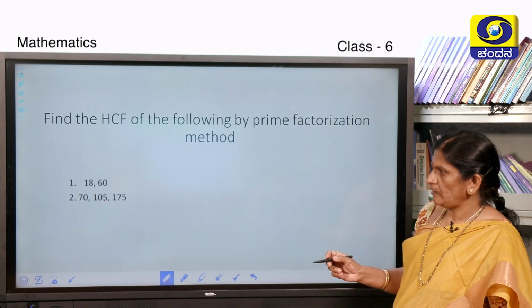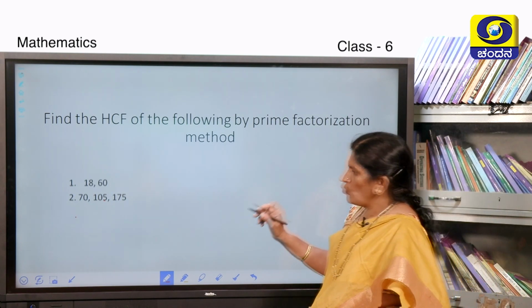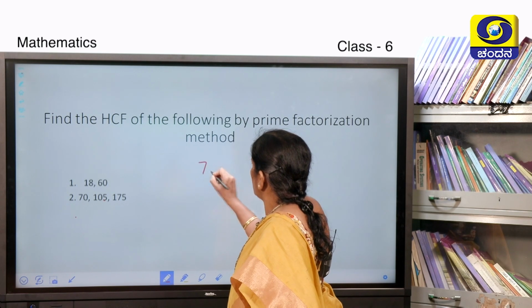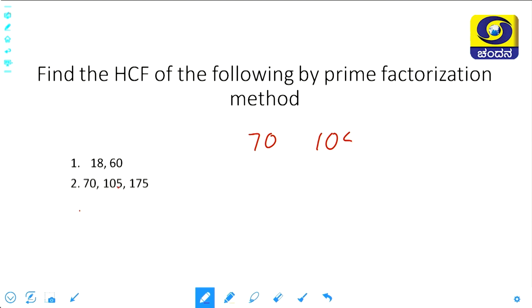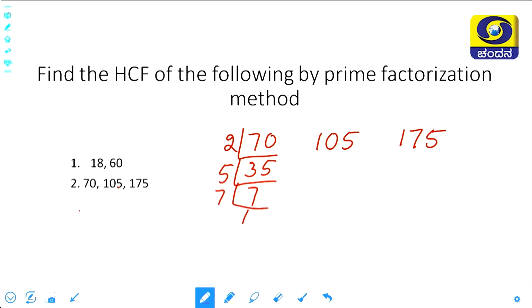Next, second question, 70, 105, 175. Using test of divisibility of 5, in ones place there is 5 and 0. So, here we can use 2 also because it is an even number. 2 3s are 6, 1 remainder, 2 5s are 10. Now, we should use 5, 5 7s are 35, 7 1s are 7.